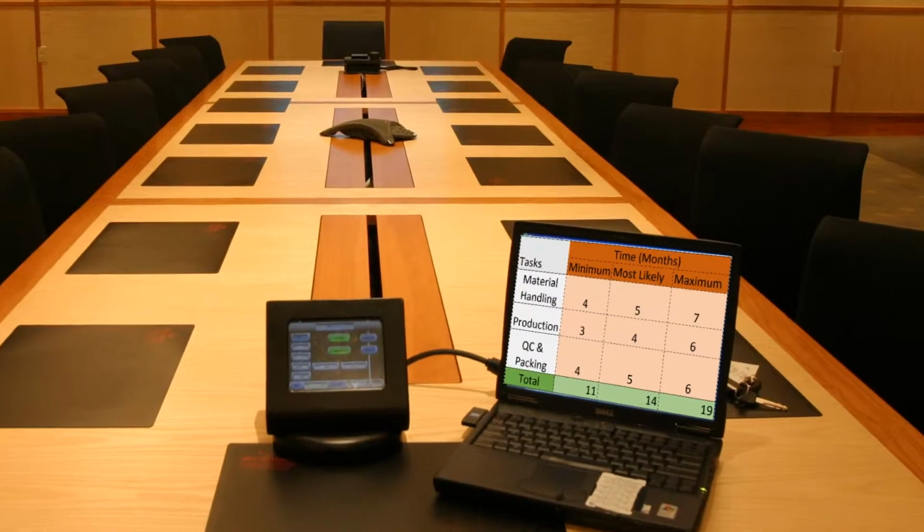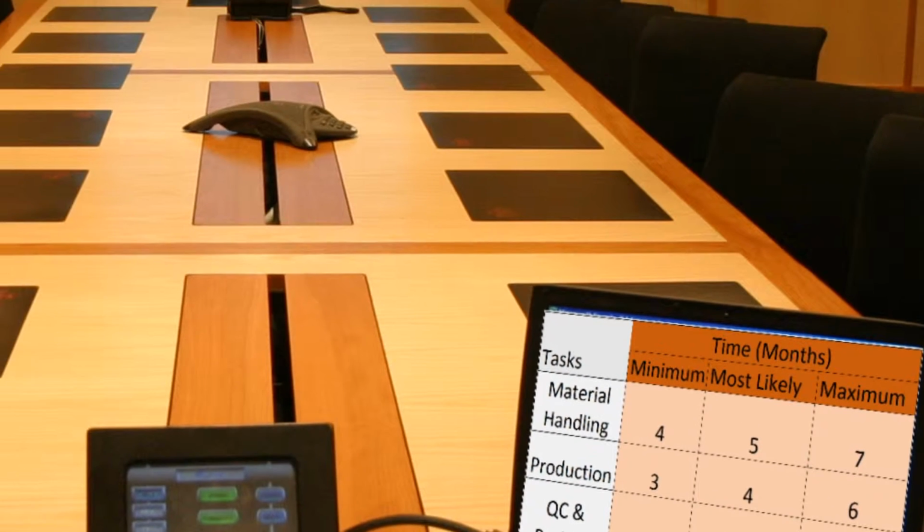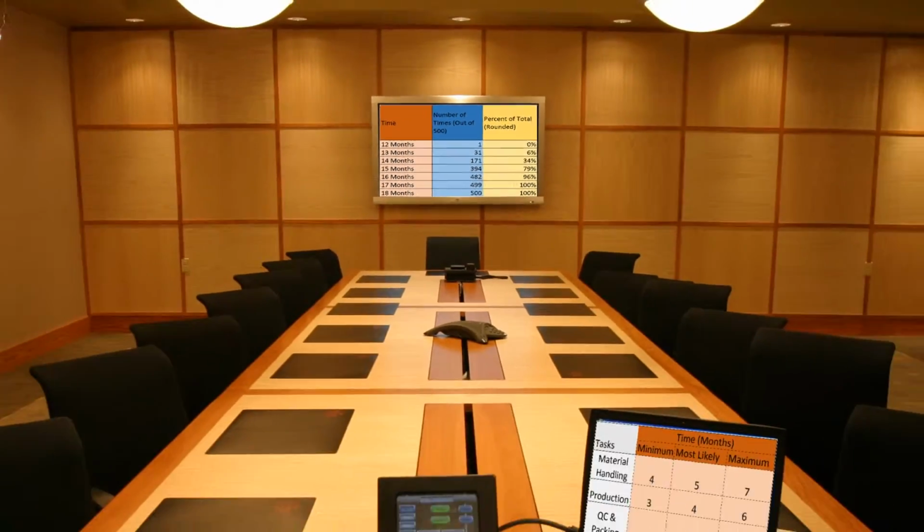This simple manufacturing example shows a large batch production job with 3 tasks. Using a Monte Carlo simulation, we can calculate the probability of it being completed in a certain time period. For example, there is a 34% chance of completion in 14 months.